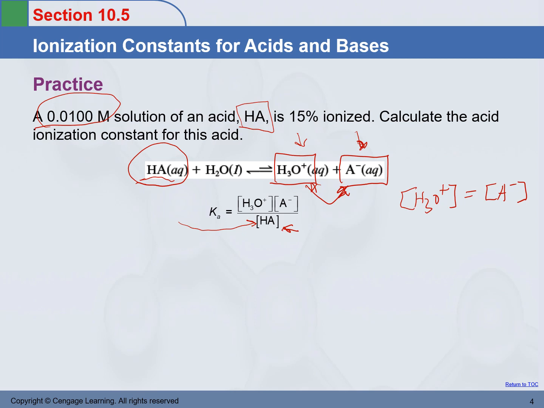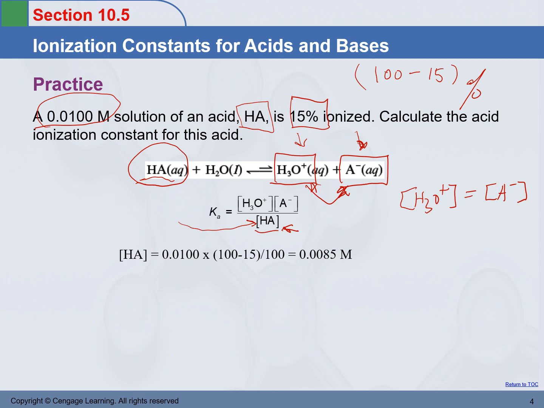So if 15% is ionized, what is the percentage that is not ionized? It is 100 minus 15%. Does that make sense to you? So the concentration of HA is the original concentration multiplied by the percentage that is not ionized. 0.0085 molarity. If you understand this concept, then this is easy.